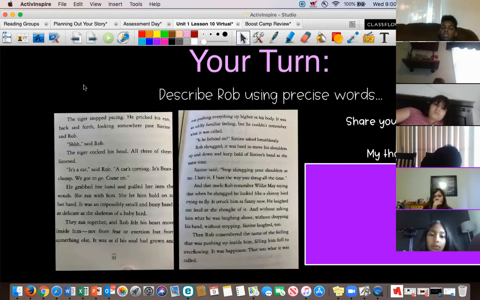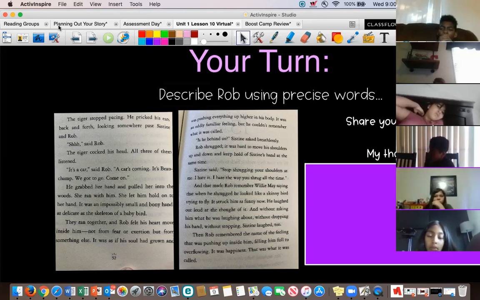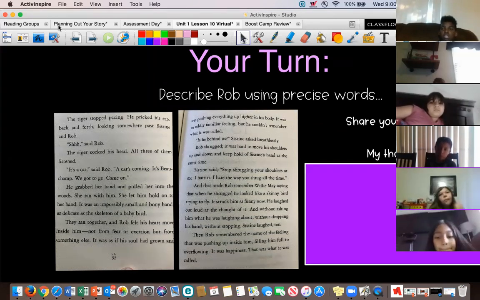So we're going to do Rob. We're going to try to describe Rob with some precise words. I have mine hidden. I want to see what you guys come up with, okay? So I'm going to read another section of The Tiger Rising. This time I want you to listen carefully and try to think of something we could use to describe Rob, okay? Something equally precise, like we came up with passionate and some of those other words we came up with for Sistine. And I'm going to look for some people besides the ones I just heard from to come up with some ideas.